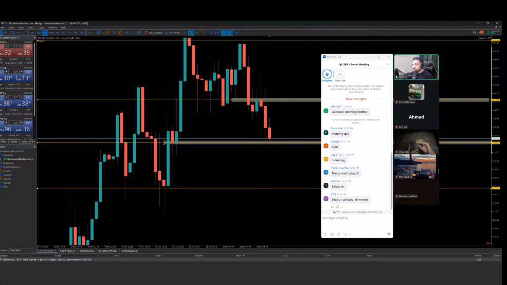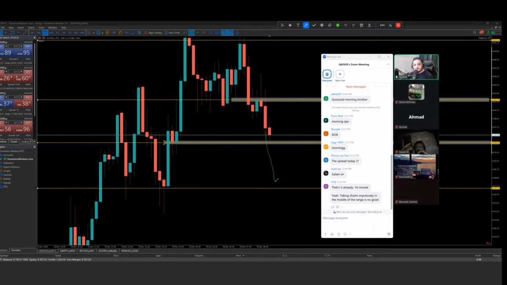So what's my plan if I wanted to take a sell? I will wait for the structure to come down, retrace, give me some confirmation candle, then I will go for the sells. I'm not going to take a sell in this area. I'm not feeling comfortable with this one.